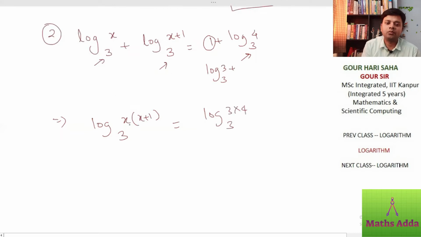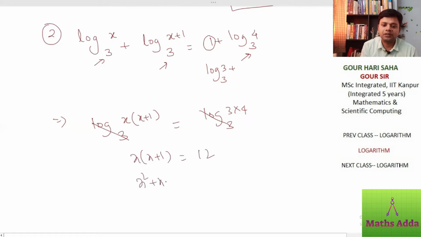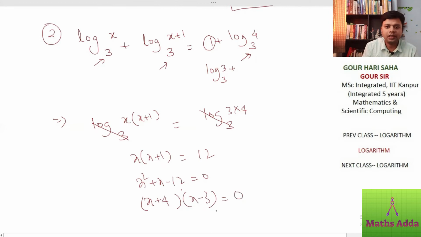Now applying the formula, if the log values are the same, this means you cancel it, and x into x plus 1 is equal to 12. So it is x square plus x minus 12 equal to 0. It is x plus 4 into x minus 3 equal to 0, right? So now x is equal to minus 4 and x is equal to 3.